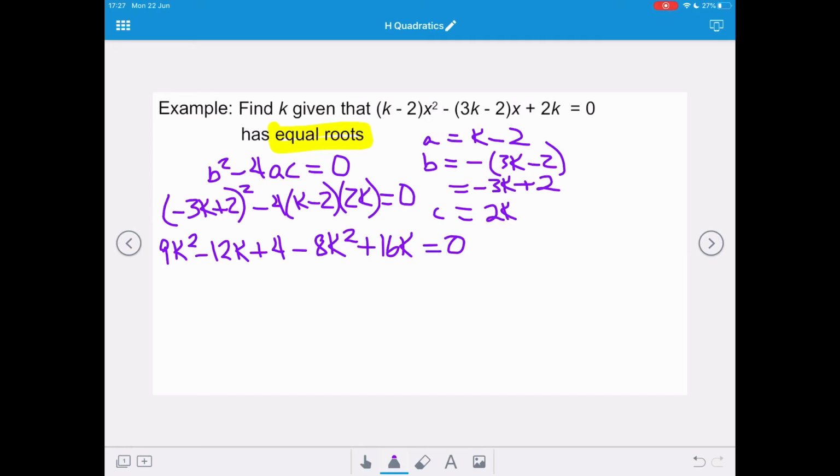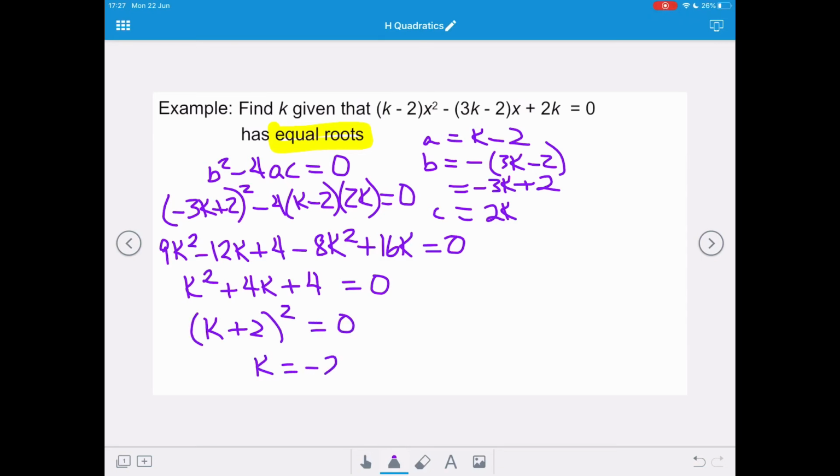So now we need to gather together our like terms. So we get k squared plus 4k plus 4 equals 0. And we can factorize that to k plus 2 all squared equals 0. And so k is going to equal negative 2 for this quadratic to have equal roots.